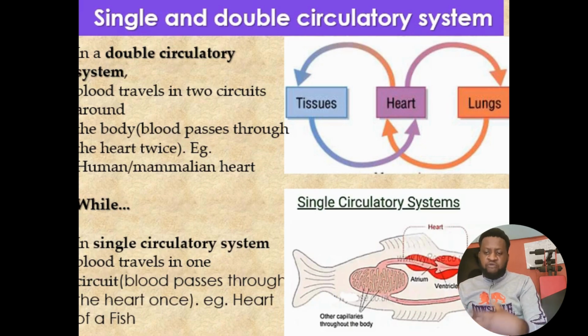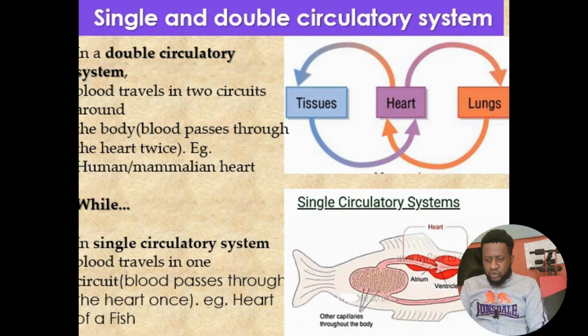Once that happens, the fish will now open the operculum again for the water to flush out. Remember, I said it closes the operculum, opens its mouth, water goes into the mouth, then passes through the gills. As that is happening, oxygen will be absorbed, while carbon dioxide will be removed into the water, and then the water flows out through the operculum.